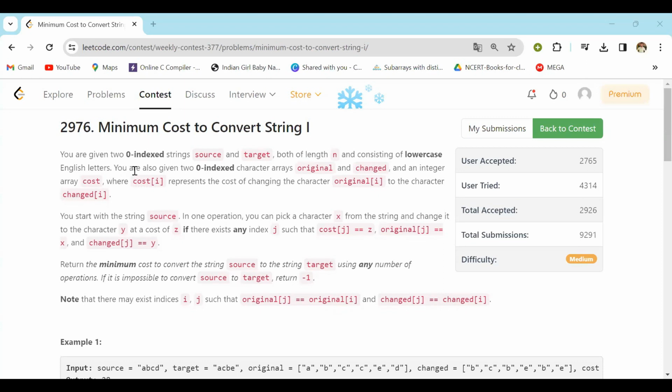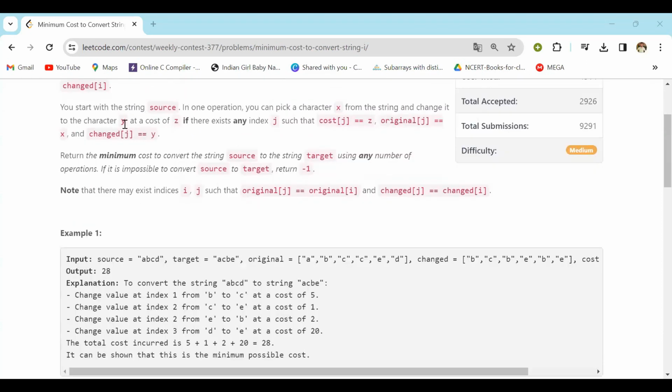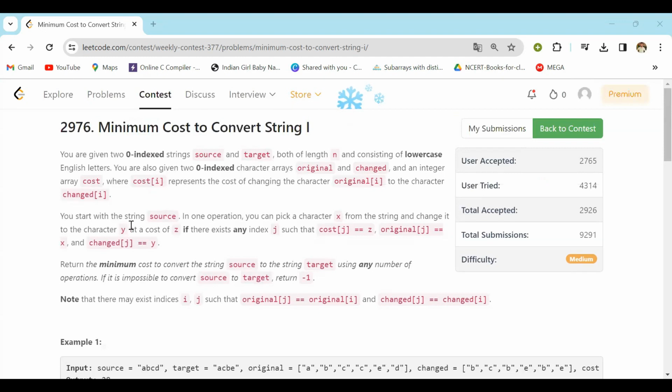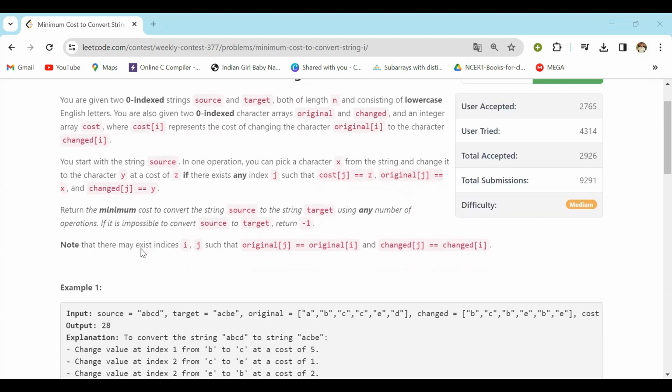You start with the string source. In one operation, you can pick a character X from the string and change it to the character Y at the cost of Z, if there exists an index J such that cost J equals Z, original J equals X and changed J equals Y. Okay, let's see an example, it will be more clear. Return the minimum cost to convert the string source to the string target using any number of operations.